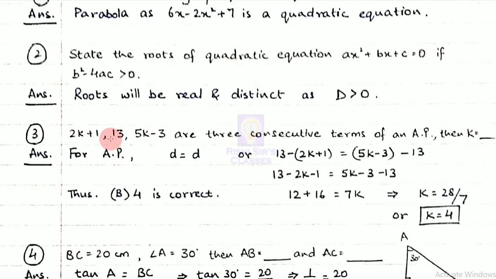2k plus 1, 13, 5k minus 3 are 3 consecutive terms of an AP. Then k is equals to, students, we know whenever the terms are in AP, the difference between the consecutive terms will remain same. So, this is A1, this is A2, this is A3. A2 minus A1 is equals to A3 minus A2. So, 13 minus (2k plus 1) should be equal to (5k minus 3) minus 13. We can just simplify and we will get the value of k as 4. So, option number B will be correct.